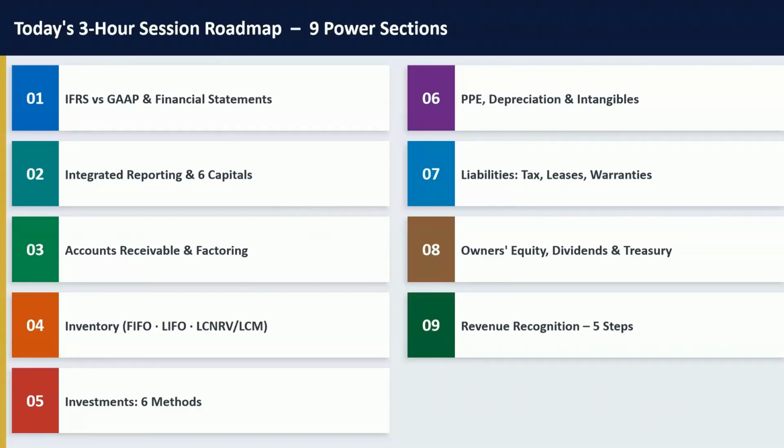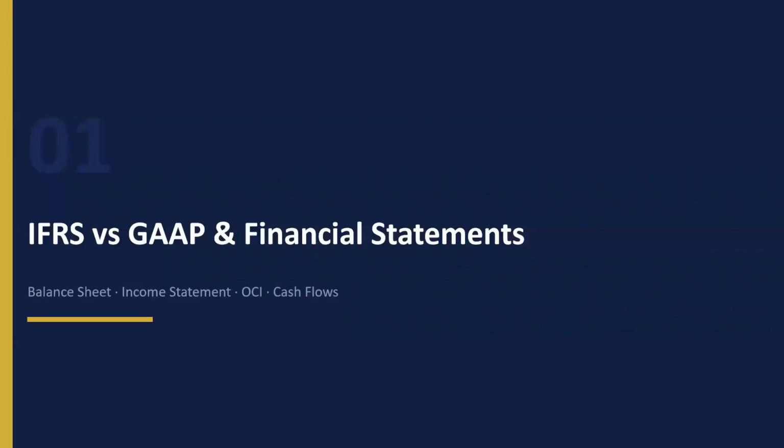So next up, it is about owner's equity, dividends, and treasury securities. So later, we will be discussing revenue recognition and its 5 steps, and also income recognition. Okay. So we'll start with the session.